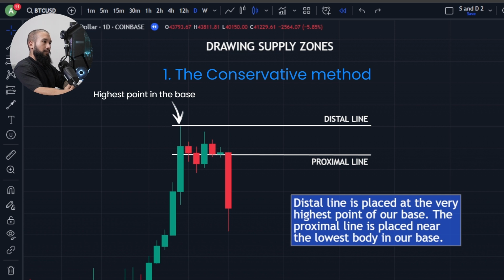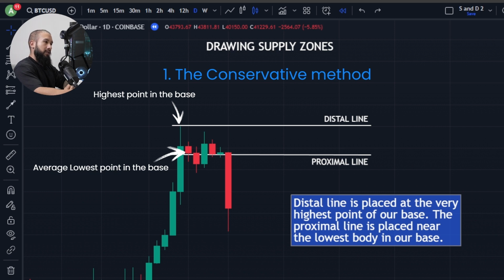and the proximal line is placed near the lowest body in the base. Because we have a lot of 50% candlesticks here, and this is a large zone on the 1-day time frame, I'm going to put the proximal line where the majority of the candle bottoms are for our 50% candlesticks. As you see here, here, here. The proximal line is at the bottom of the candle bodies and not the wicks.